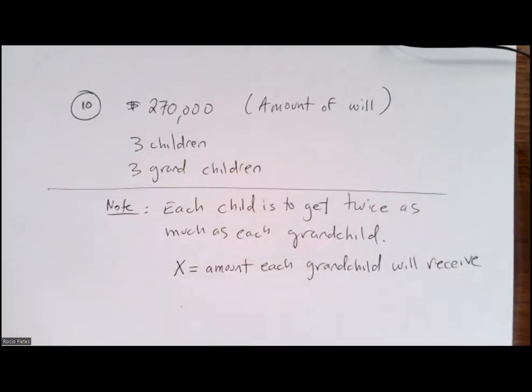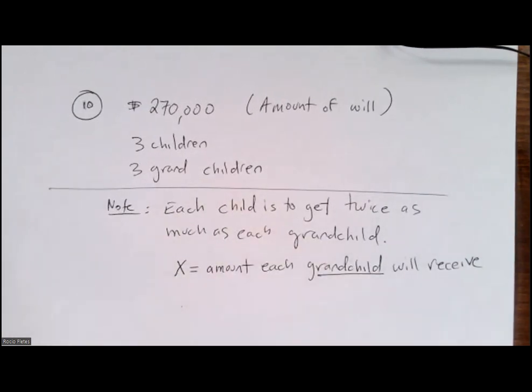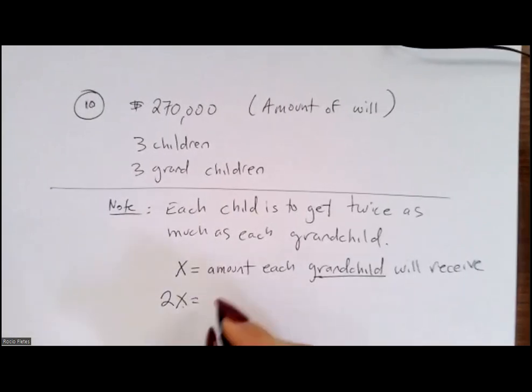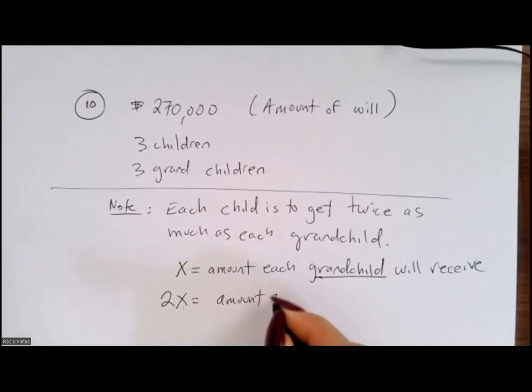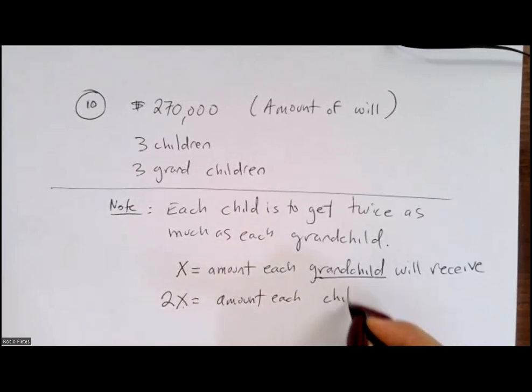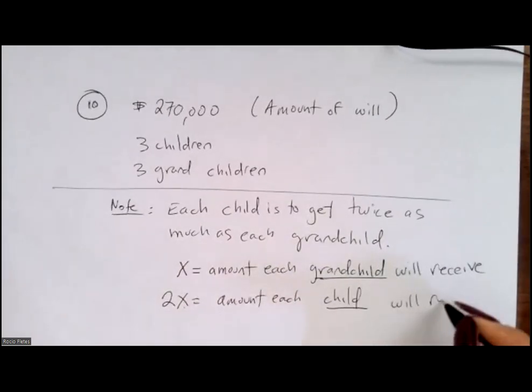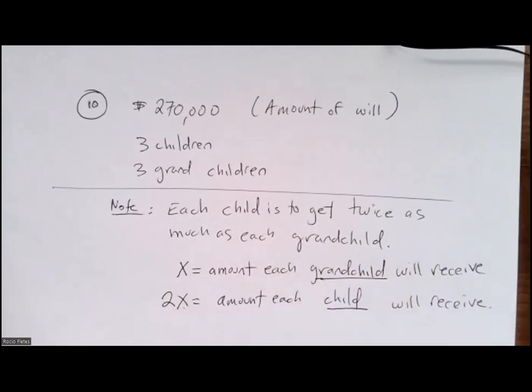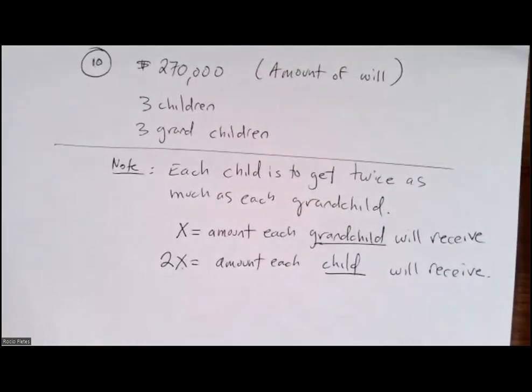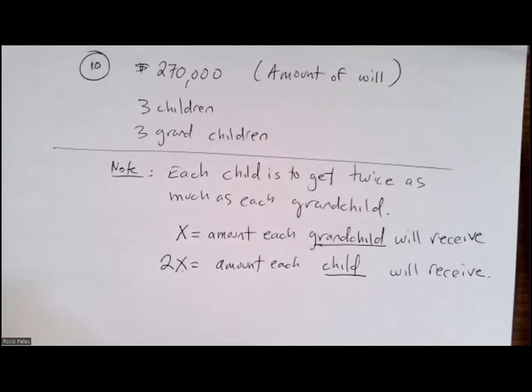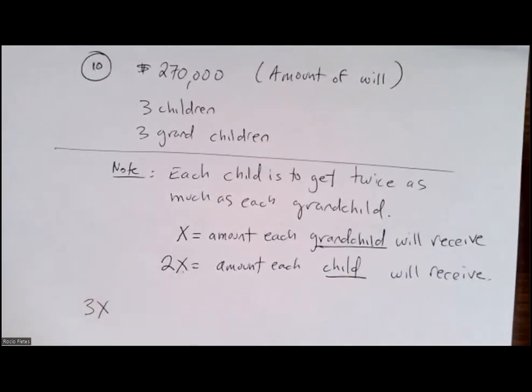Okay. And so I know that, why each grandchild and not each child? Because the grandchild is receiving less. And so then the child will receive twice as much. So 2 times X is the amount each child will receive. Okay, very good. Now, how many grandchildren? So we have 3 grandchildren.